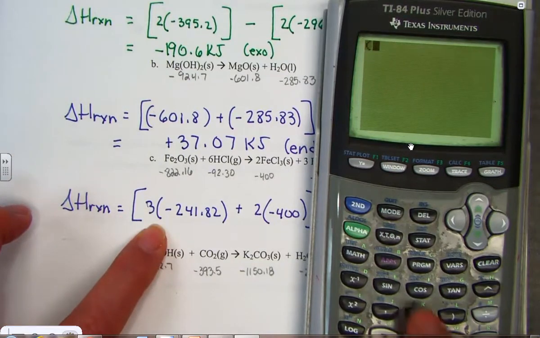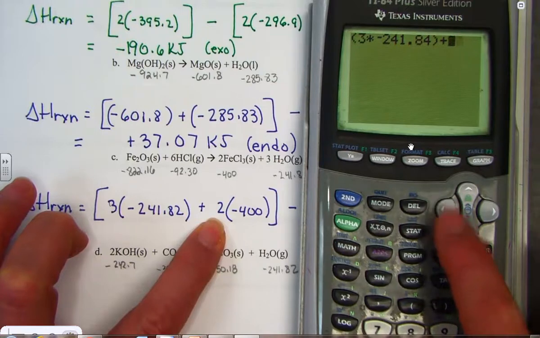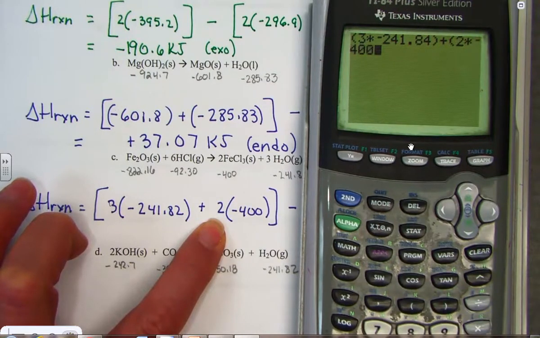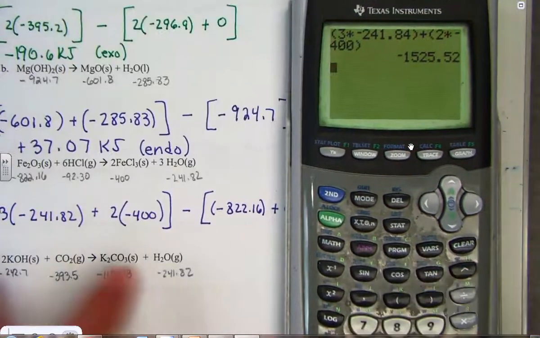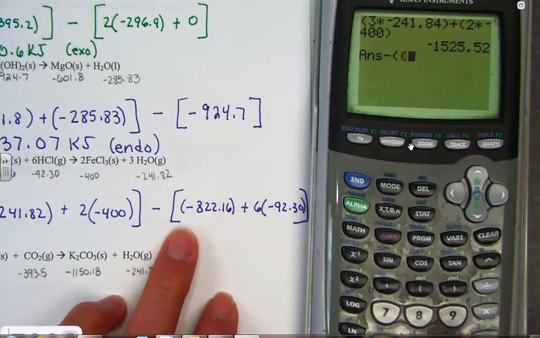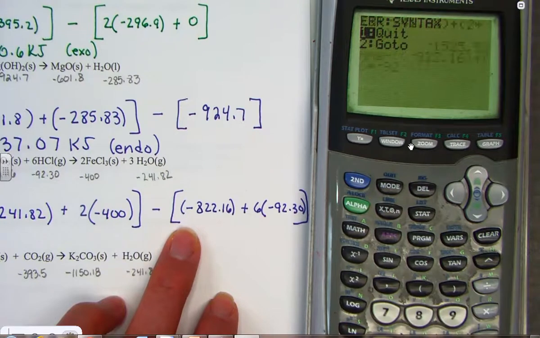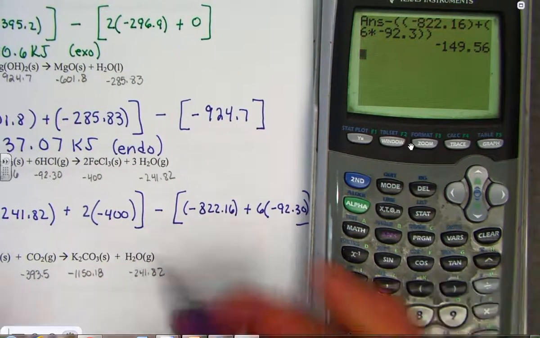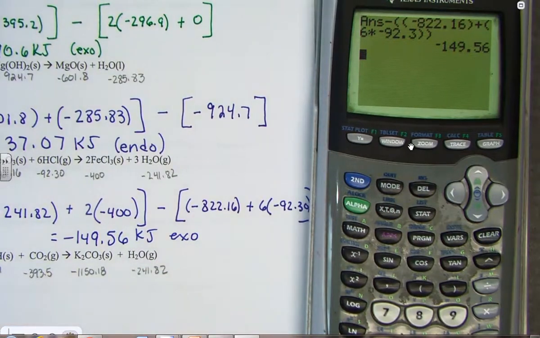Delta H of reaction is found by taking 3 times the value of negative 241.82 plus 2 times the value negative 400, and we get the sum of our, I'm just kind of simplifying this side first, the sum of the products. Then I'll take that answer minus, and I'll use double parentheses here, negative 822.16 plus 6 times negative 92.3, close those parentheses, and I get a value of negative 149.56. So this is an exothermic equation, negative 149.56 kJ.